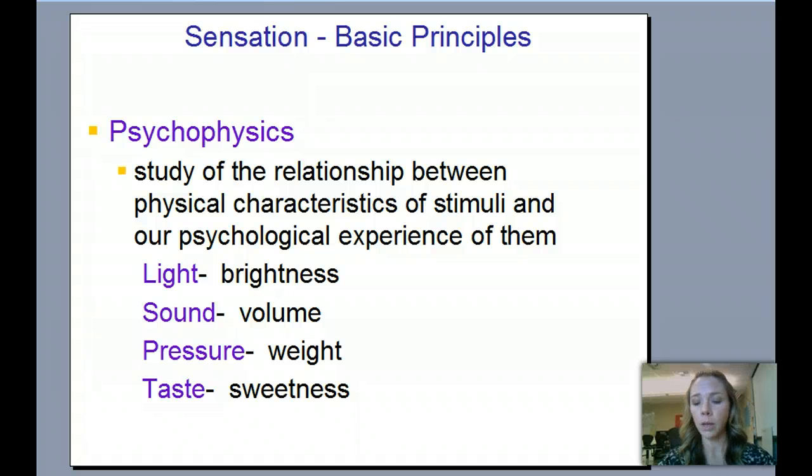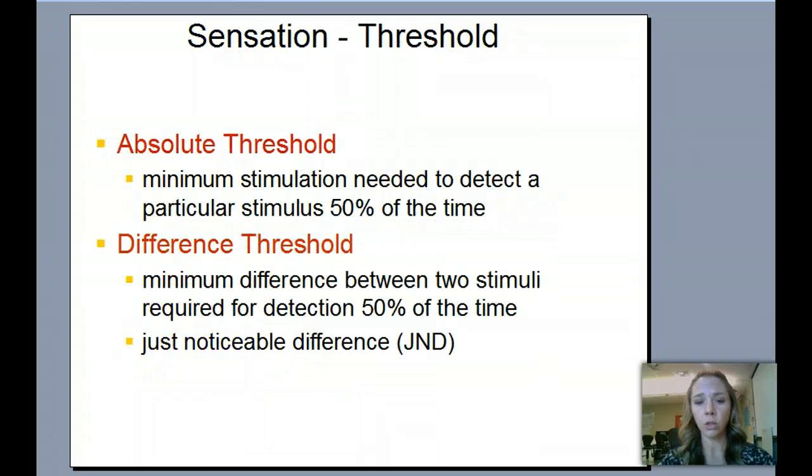Now, what you'll need to know for the exam is we have something called a sensation threshold. There are two different things you'll have to know about thresholds. The first one is an absolute threshold. The second one is a difference threshold. Absolute threshold, you need to know, is the minimum stimulation needed to detect a stimulus 50% of the time. So that's how we define it.